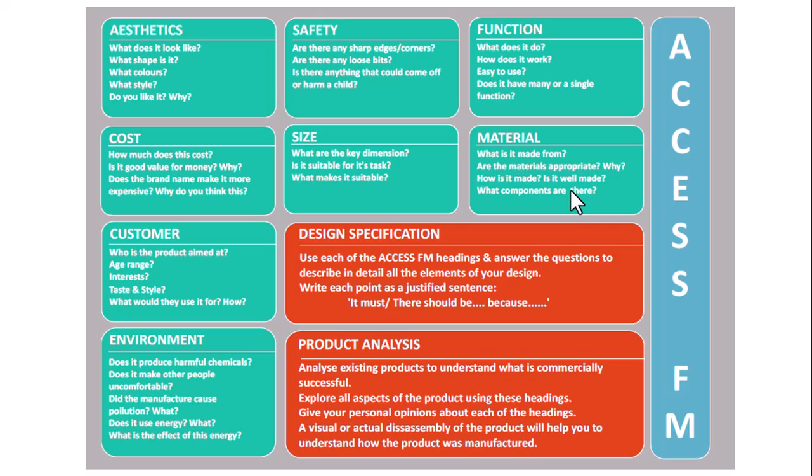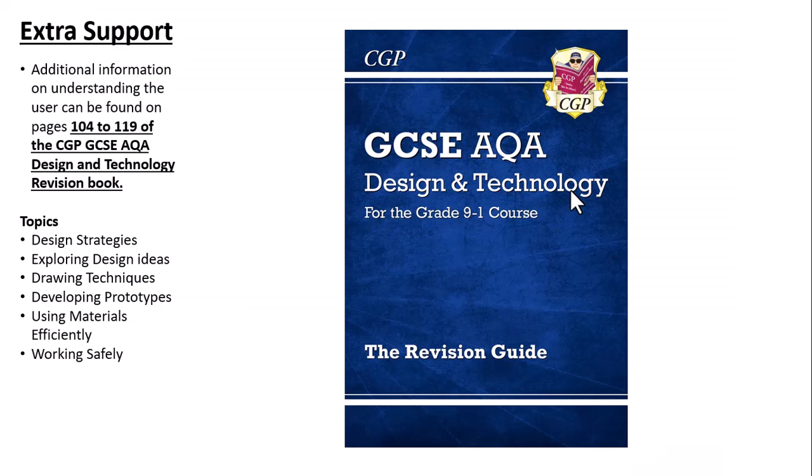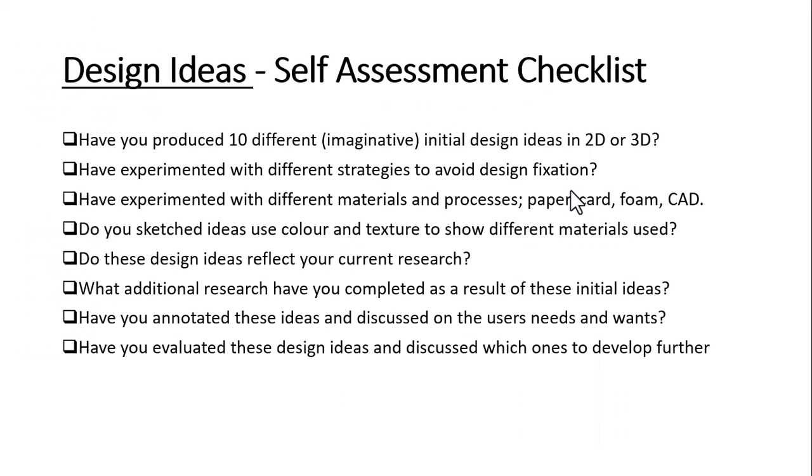To help with the annotation, you could also revert back to the Access FM information that we looked at with the product analysis and the design specification. So this might help you produce a more thorough review of your designs. Previously, as well, I've discussed using this revision book to help. It's got several pages on there that you can use to help with your work. And then to finish off with is a checklist to make sure that you've completed everything possible.